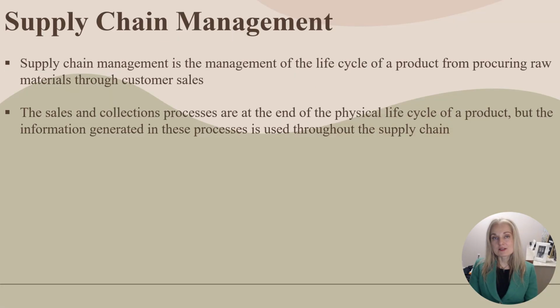And our sales process also affects how we manage the supply chain. So just to provide you with a recall, supply chain management is the management of the life cycle of a product from procuring raw materials through to customer sales. The sales and collection processes are at the end of the physical life cycle of a product, but the information generated in these processes is used throughout the supply chain.